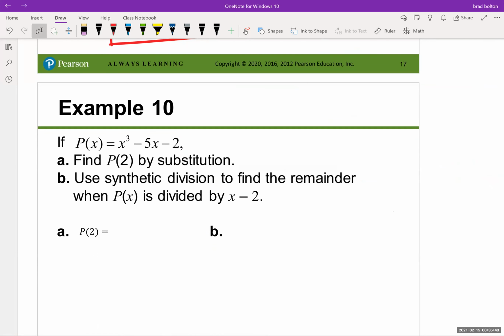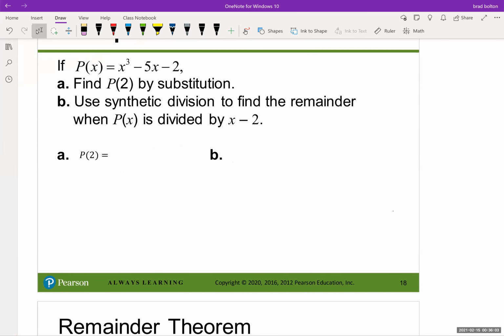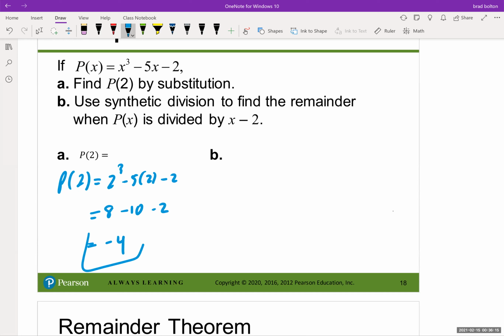It says if p of x is equal to this polynomial, x cubed minus 5x minus 2, find p of 2 by substitution, and then use synthetic division to find the remainder when p of x is divided by x minus 2. So what we're going to do is we're trying to show you something here. If I take p of 2, that means I do 2 cubed minus 5 times 2 minus 2. So this will be 8 minus 10 minus 2, so this will be negative 4. So we get negative 4.